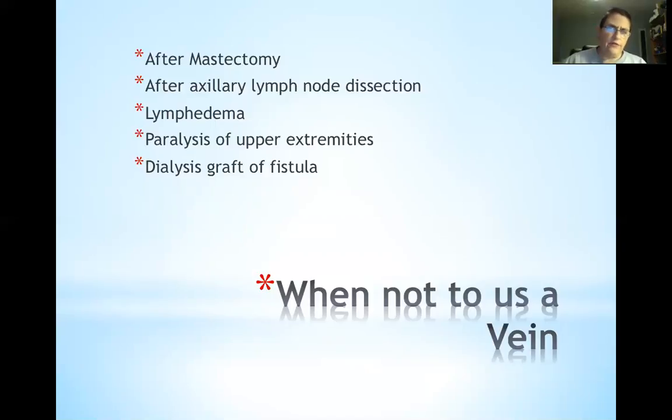We also are not going to use an arm on the side that the patient has had an axillary lymph node dissection. If the patient has lymphedema, we're not going to use that side. If they have any type of paralysis of the upper extremities, we're not going to use a paralyzed extremity. And lastly, we're not going to use any site that has a dialysis graft or a fistula in it. For those patients that are on dialysis, those grafts and fistulas are their lifeline. If we mess around by putting IV lines in those, we could actually do great harm to that. So we do not do any kind of an IV site on the extremity that has those.